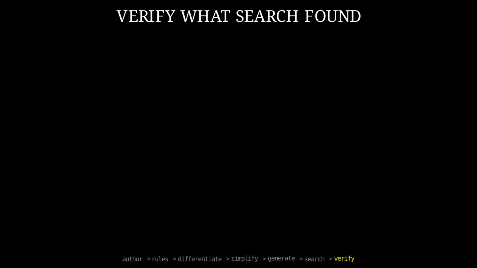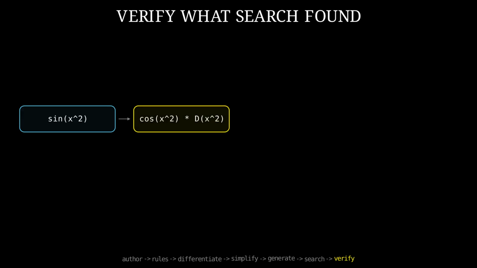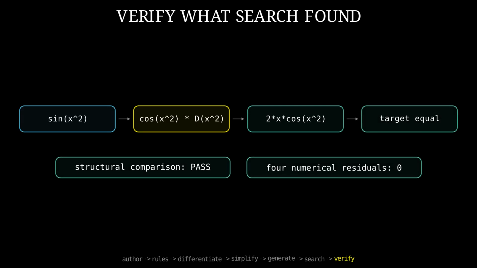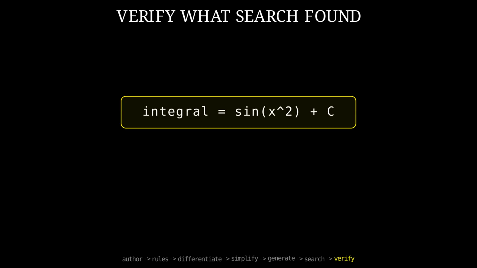The verifier knows nothing about reverse chain search. It receives sine of x squared, applies the sine derivative rule, differentiates x squared, simplifies multiplication by 1, and orders the factors. The result is exactly 2x times cosine of x squared. Structural comparison succeeds, all 4 numerical residuals are 0, and the candidate is accepted. The final family is sine of x squared plus an arbitrary constant. Search supplied one representative, calculus supplies the constant family.